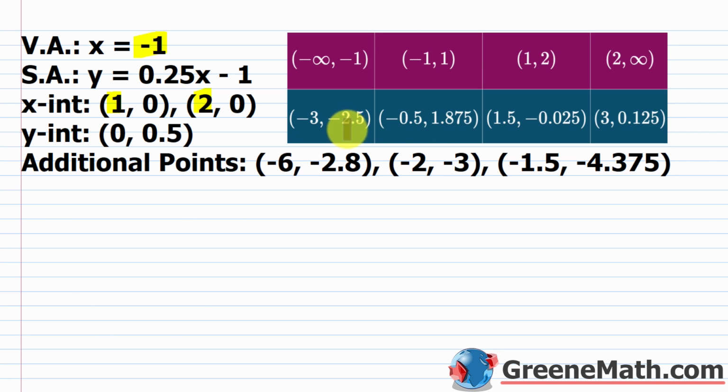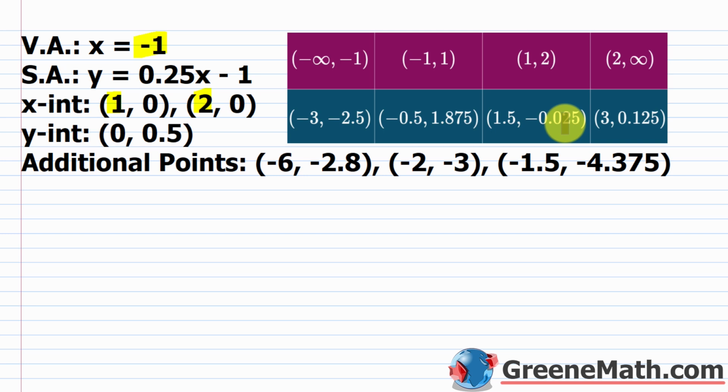All right, so in this first interval, I'm going to pick -3 for the x value, and I'm going to get a y value of -2.5. Then in this interval, I'm going to have (-0.5, 1.875). In this interval, I'm going to have (1.5, -0.025). And then in this interval, I'm going to have (3, 0.125). Now, these points are going to be kind of hard to see on the graph given the scale.